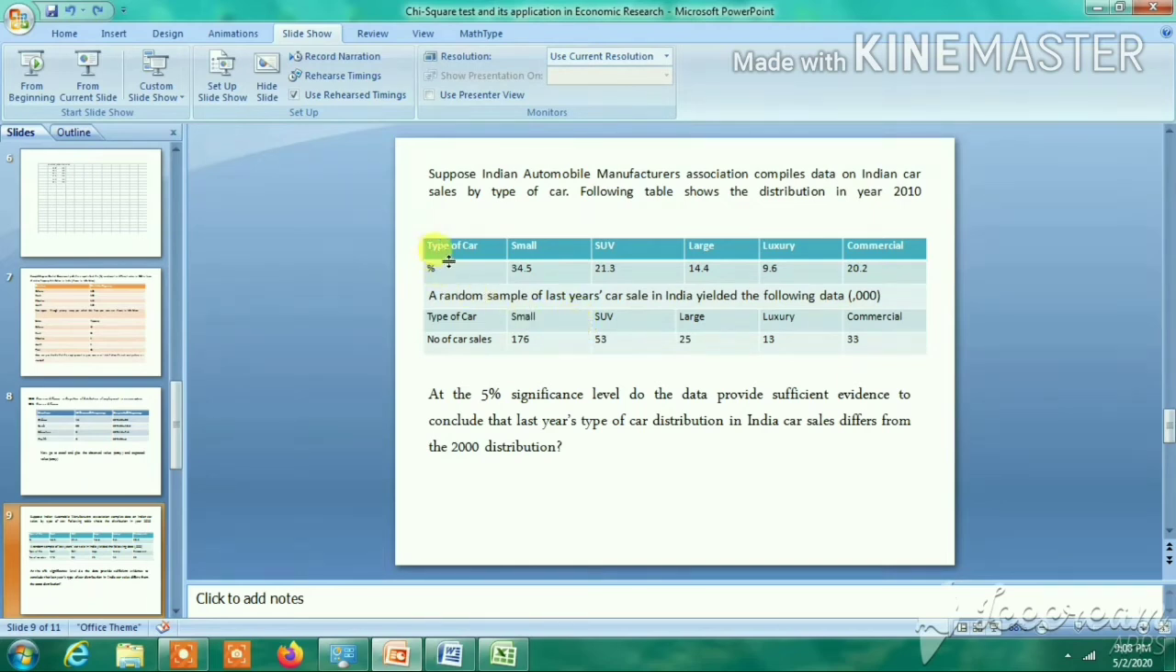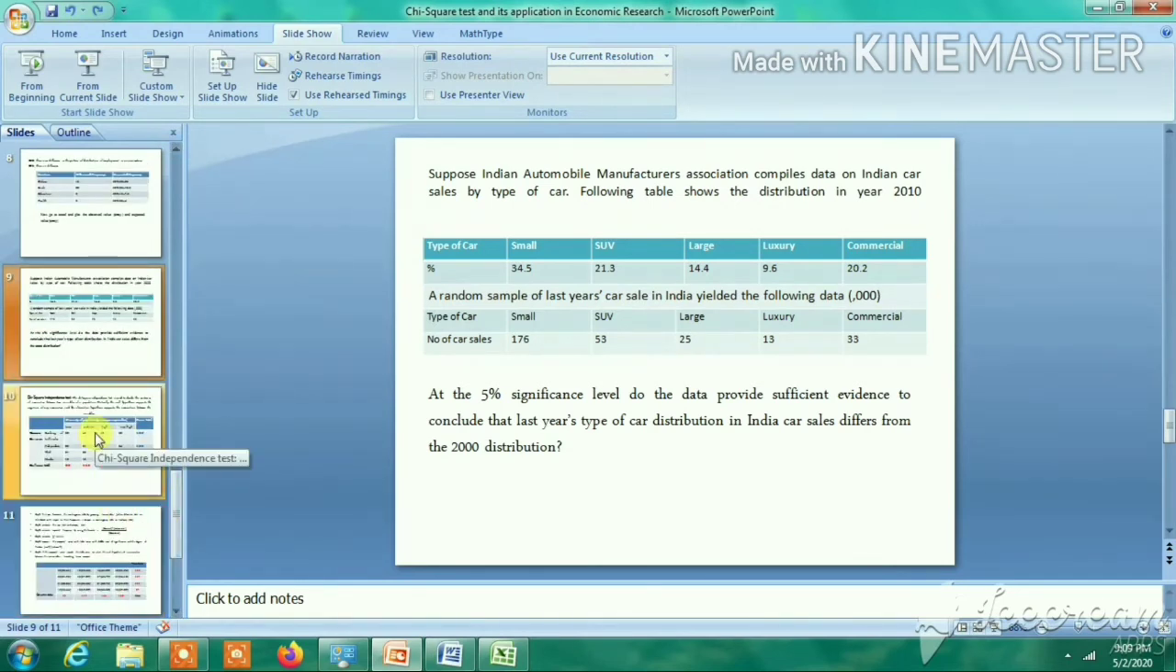This is a type of car: small, SUV, large, luxury, commercial. In terms of percentage, Indian Automobile Manufacturers Association compiled the data on Indian car sales by type of car. Following data shows the distribution in the year 2010. Now a random sample of last year's car sale in India yielded the following data. Now at 5% level of significance, do the data provide sufficient evidence to conclude that last year's type of car distribution in India car sales differs from this distribution? So exactly in the same way we can proceed.